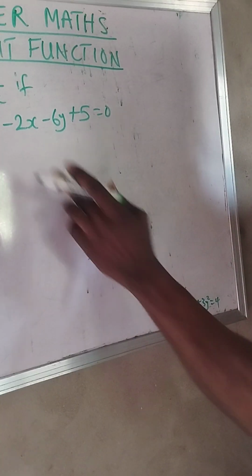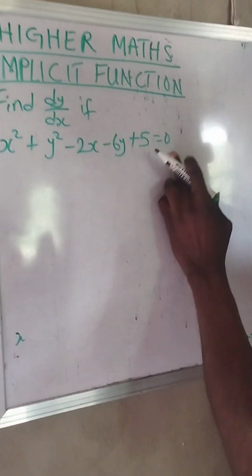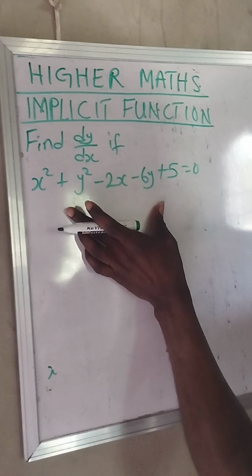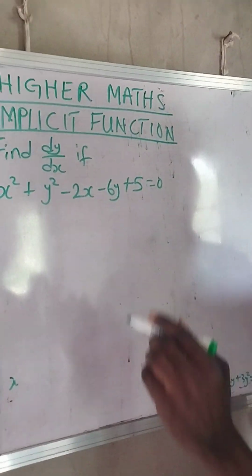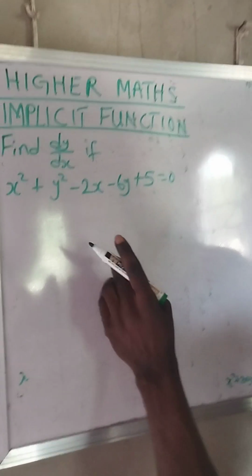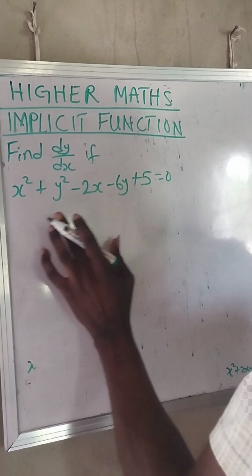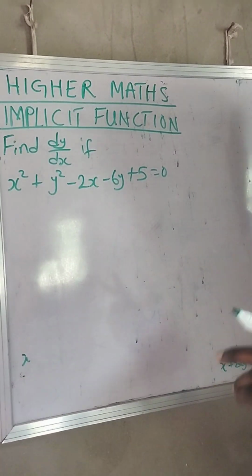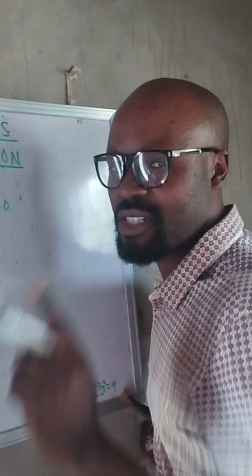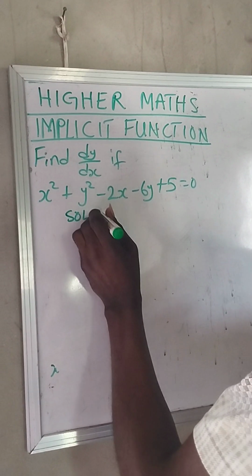Implicit differentiation. So look at this question on the board. It says find dy dx. Here is an implicit function, and we can only solve this problem using implicit differentiation. Now in implicit differentiation, the rule is this: you are differentiating with respect to x. Don't forget, I repeat, you are differentiating with respect to x. So let's go. Solution.